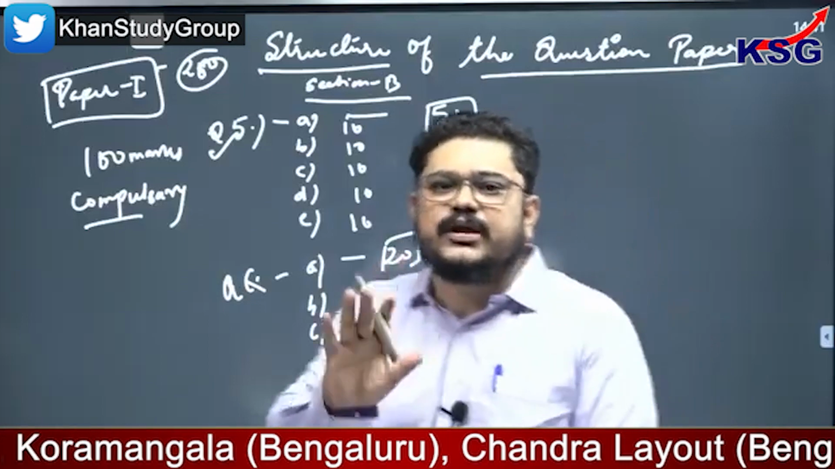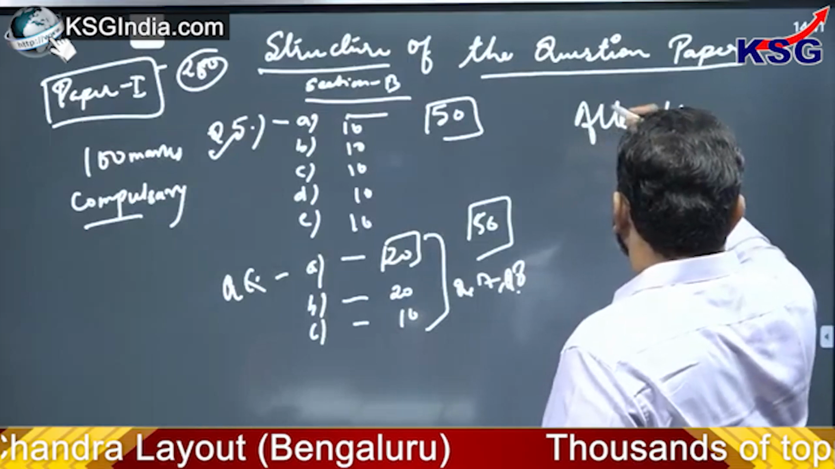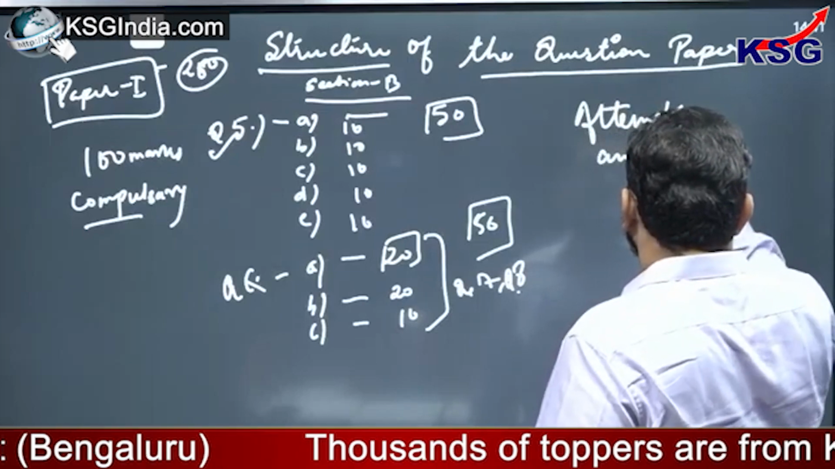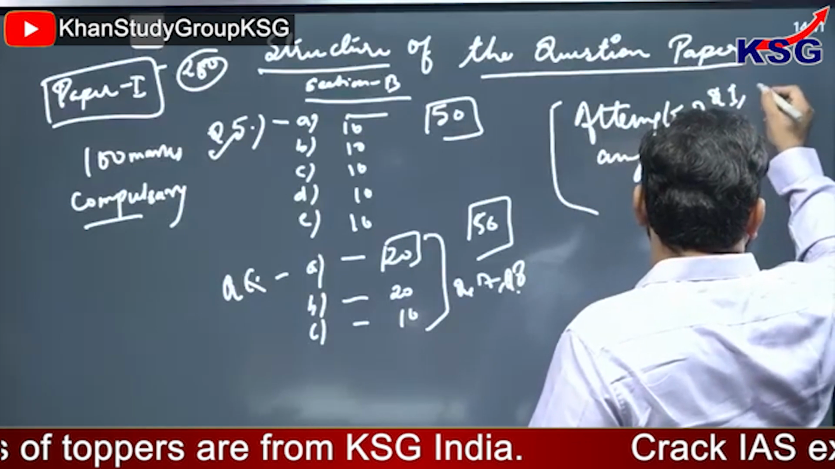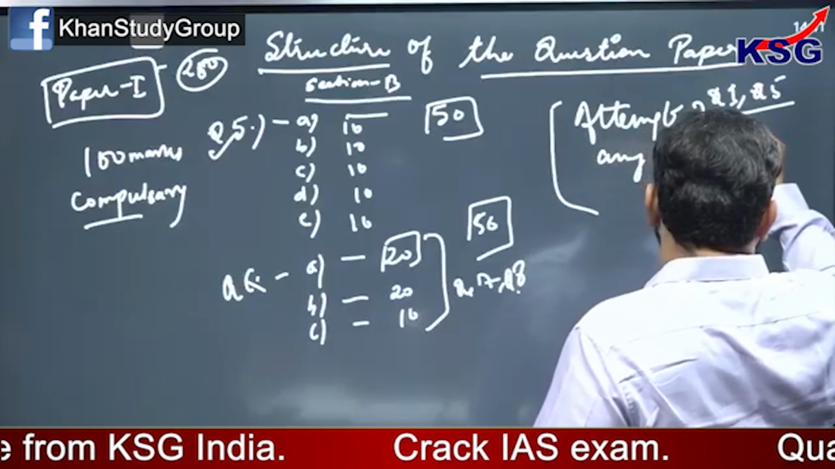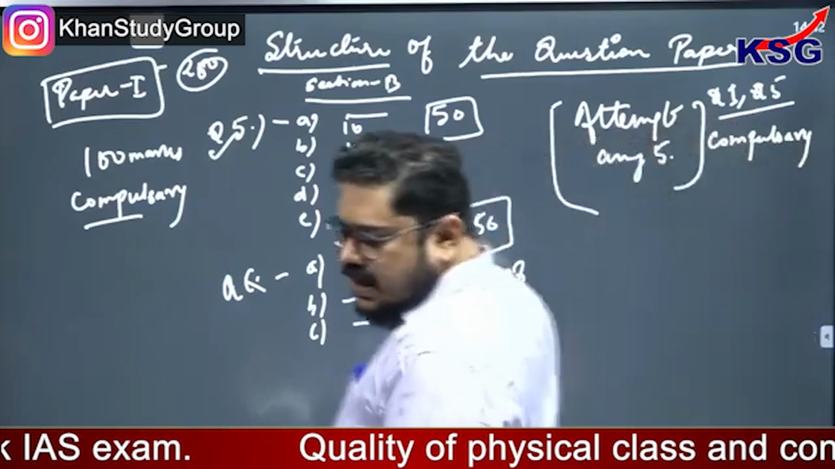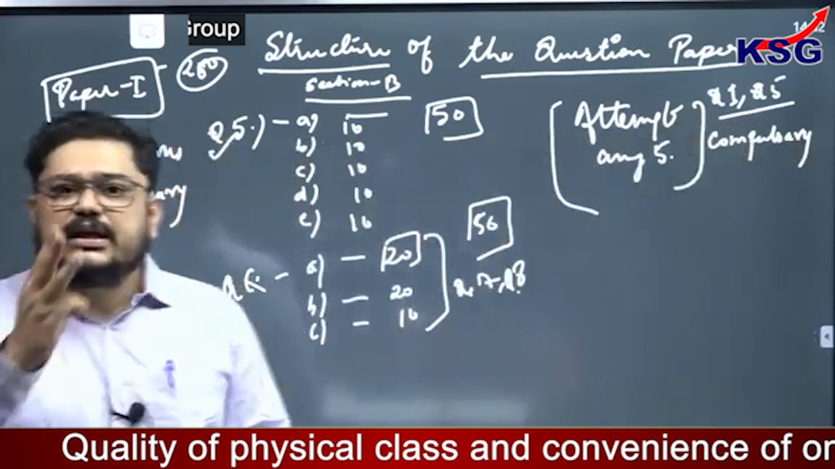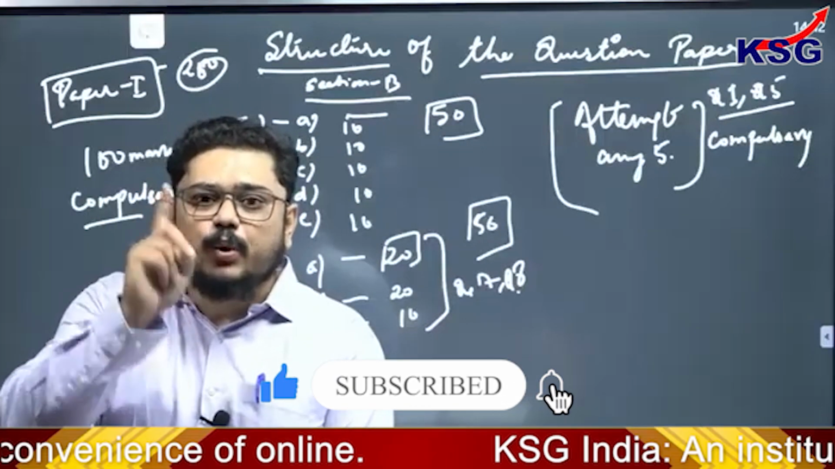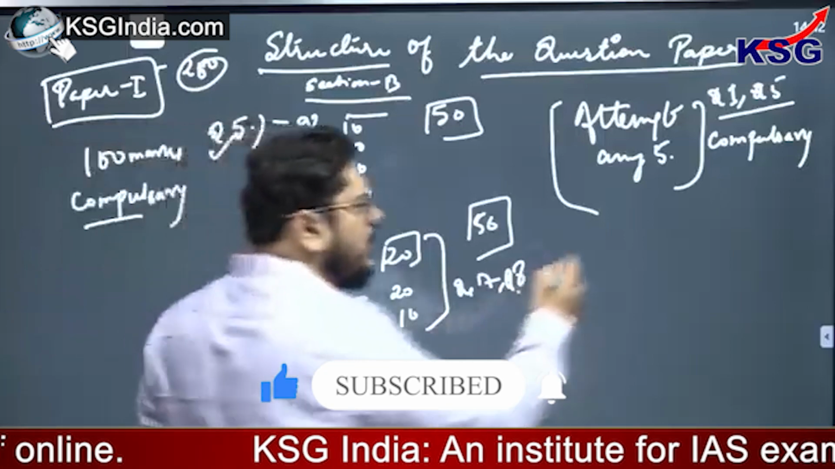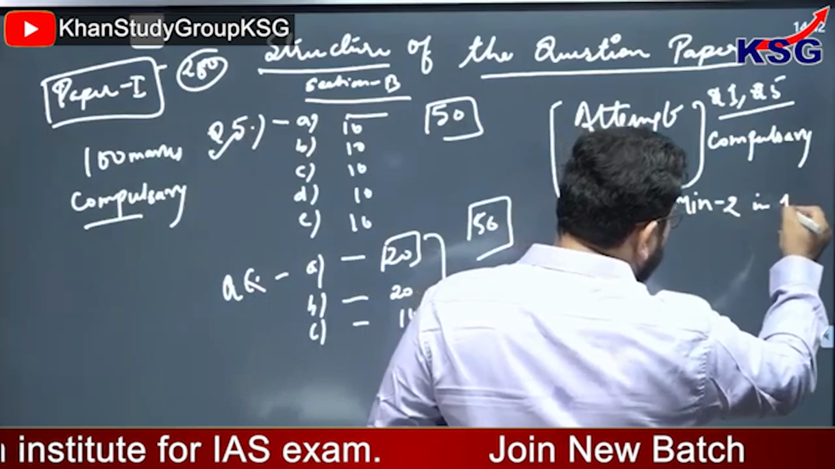Out of that, you have to attempt only 5 questions. Attempt any 5, and then there is a constraint that question number 1 and question number 5 are compulsory. So then you are left with 3 questions of your choice. Okay, but minimum 2 in one section has to be attempted. Another condition which UPSC puts is that minimum 2 in one section.